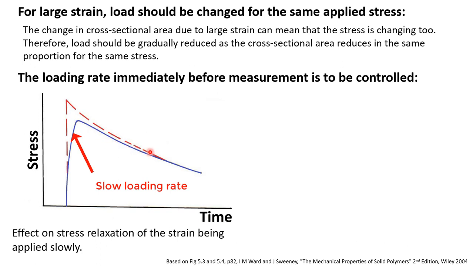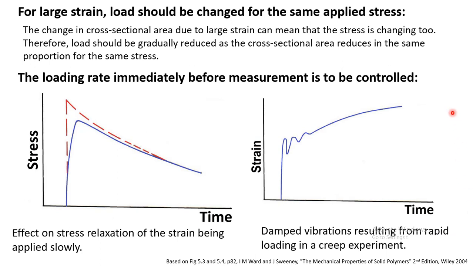So the loading rate prior to the measurement has influenced the behavior, the stress relaxation behavior. This is for creep tests. So here we can see that strain has been plotted as a function of time. Very fast loading prior to the strain measurement can lead to this kind of instability. So this is because of the rate of load application prior to the measurement.